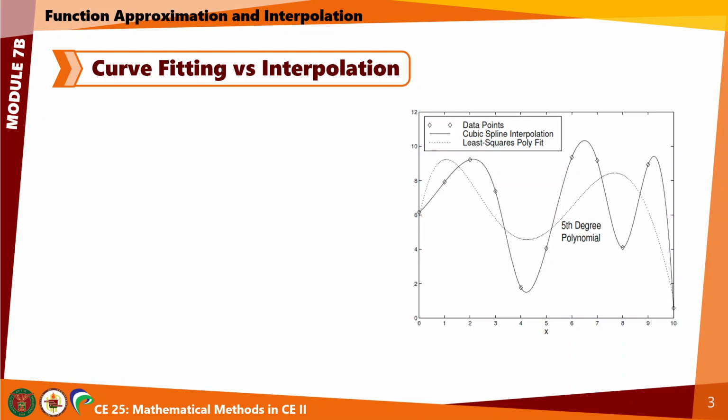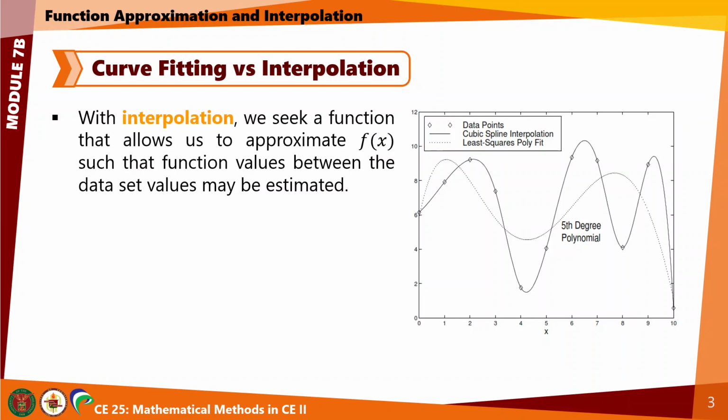Now, to differentiate it from curve fitting, we use interpolation when we want to find estimate values between the given data. And the function we are looking for should pass through all data points used in the interpolation polynomial. Meaning we have a function that allows us to approximate the f of x such that function values between our given values may be estimated. So if it is not within the range of our set of values, then it's not interpolation.